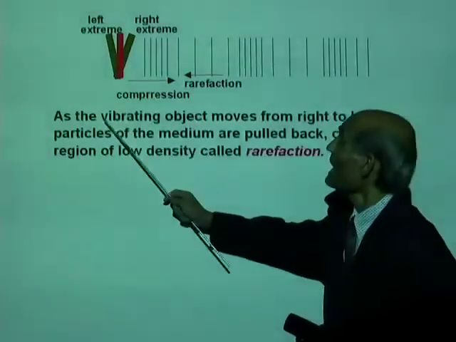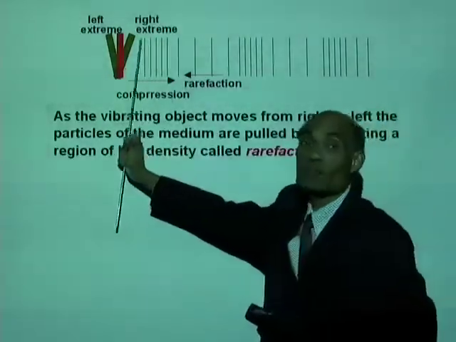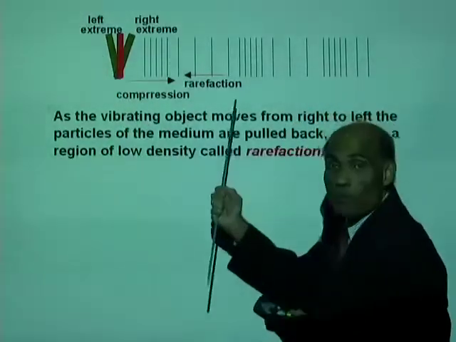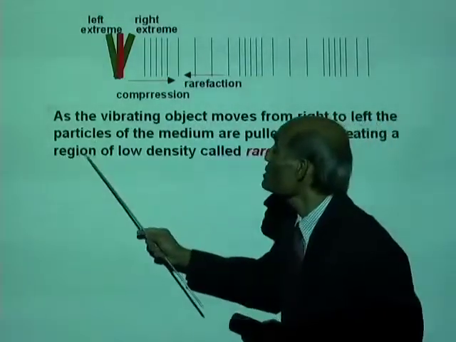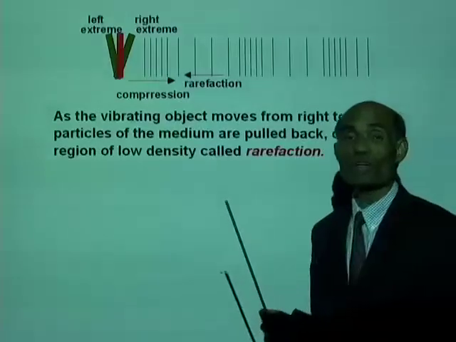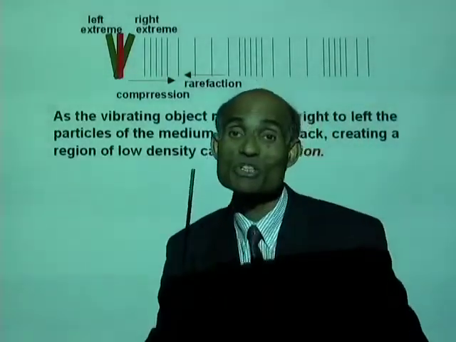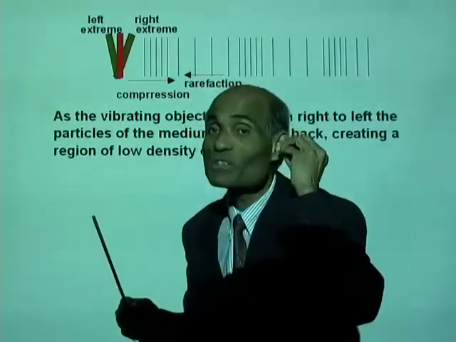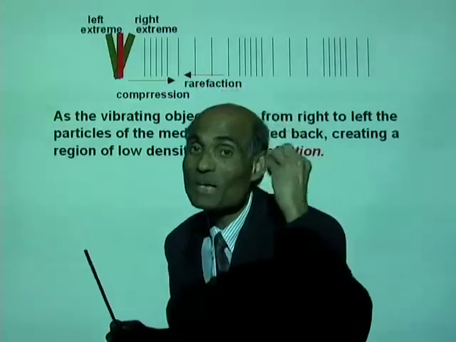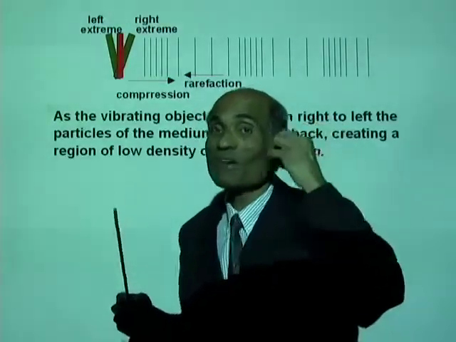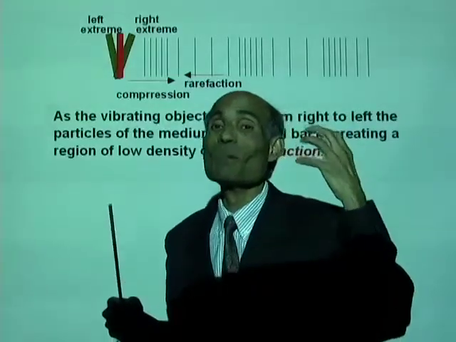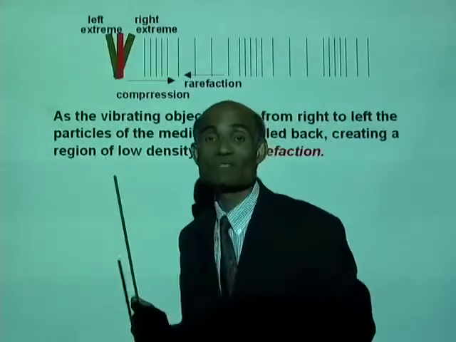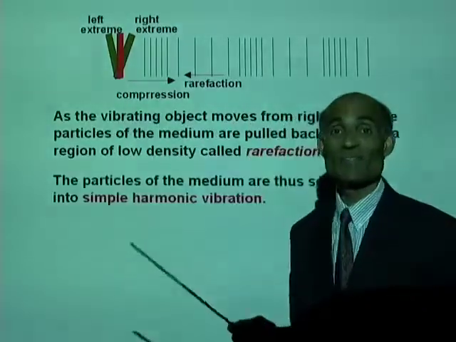In the same way, as the vibrating object moves from right to left, the particles of the medium are pulled back, creating a region of low density called rarefaction. And these compressions and rarefactions advance through the medium, and when they reach your eardrum, they apply varying pressure on your eardrum, making your eardrum vibrate exactly the same way the object is vibrating. That means you hear that sound.